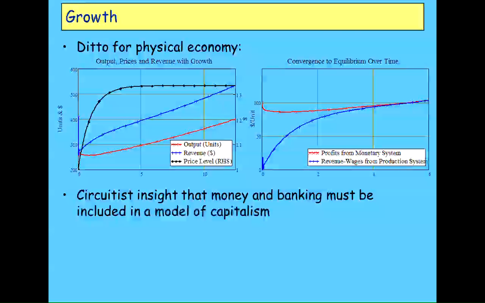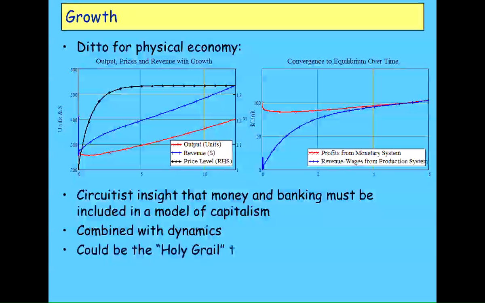So the circuit insight that you must include money in banking in capitalism is bloody right. It's madness that economics tries to model capitalism without money. And of course, the most recent sign of the madness is awarding the Nobel Prize to Thomas Sargent for his work, which is one of the main ways of keeping money out of economic thinking and keeping dynamics out at the same time. So I regard that as a classic travesty by the Nobel Prize Committee for Economics.